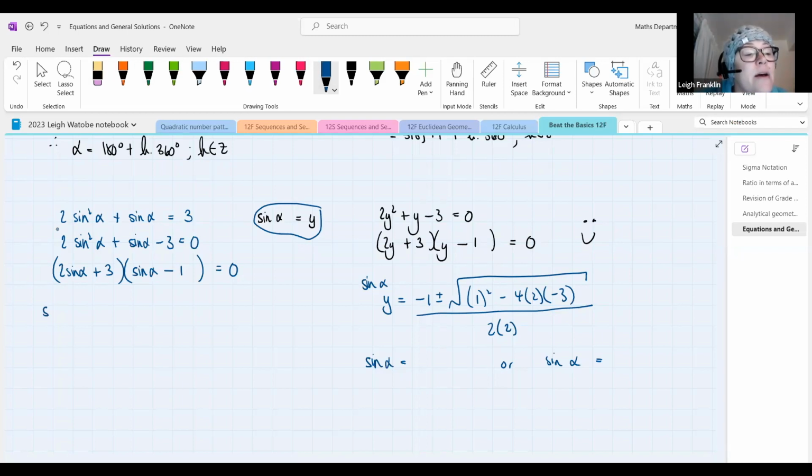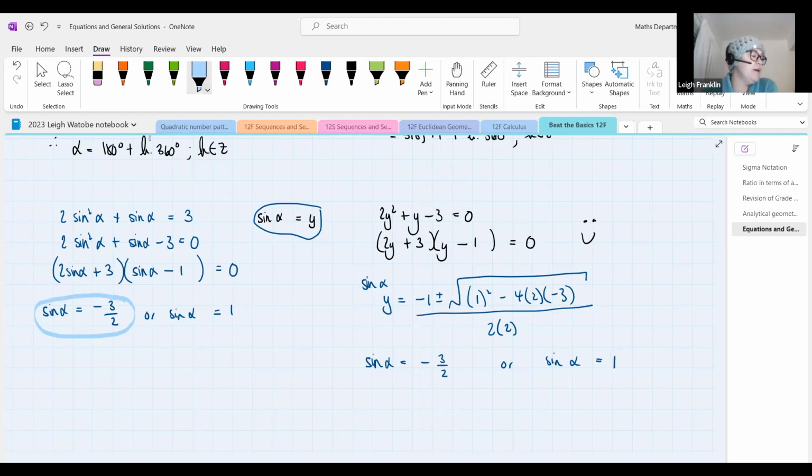Okay, so either sine alpha is equal to negative 3 over 2, or sine alpha is equal to 1. So either sine alpha would be negative 3/2 or sine alpha would be equal to 1. Okay. Now, when it comes to this, sine alpha equals negative 3/2, what happens here, Matrix? Can sine alpha be equal to negative 3/2?